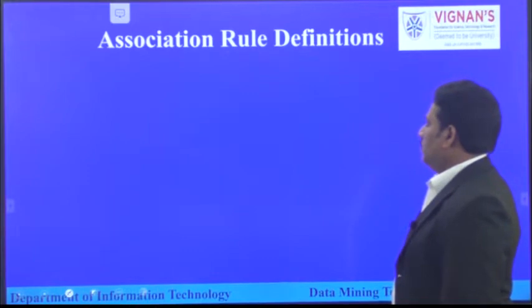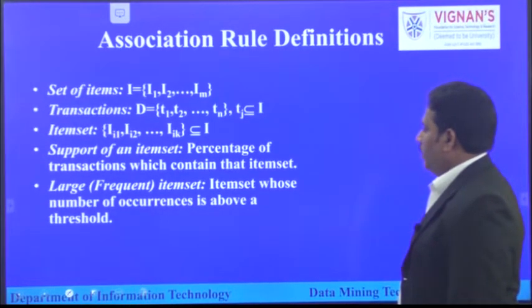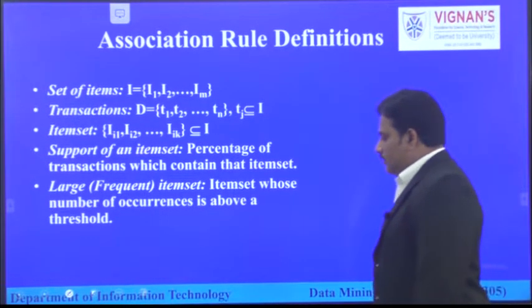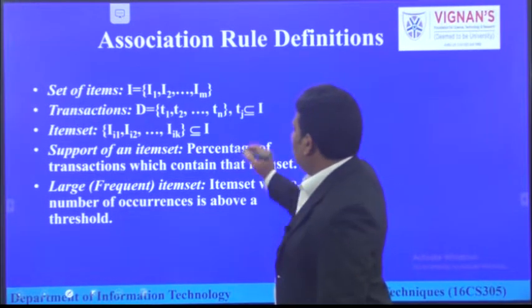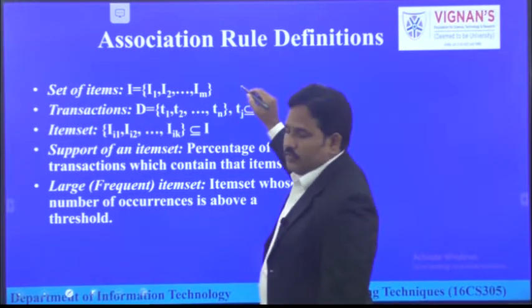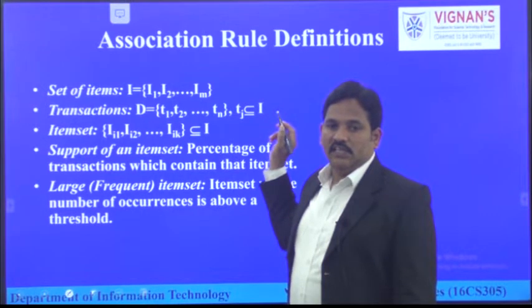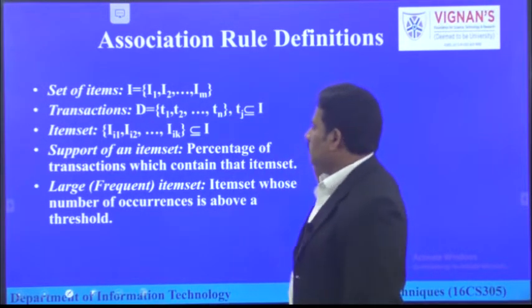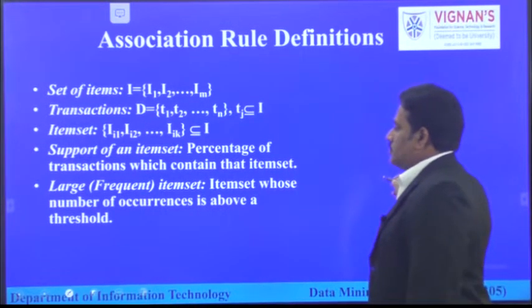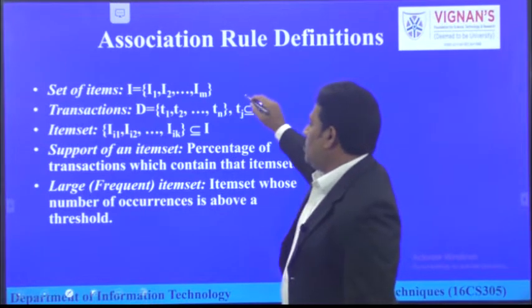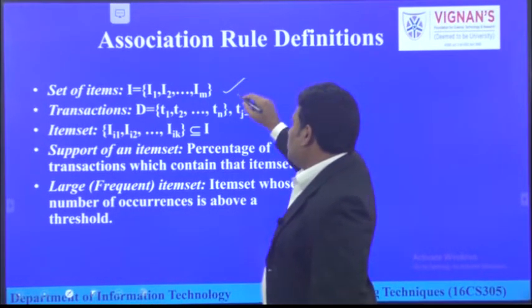Now we'll see the definition of association rule mining. Here in this definition, the definition is composed with some terminology or technical keywords which are going to be used throughout this mining analysis. Let us assume we are having a set of items, that is capital I.